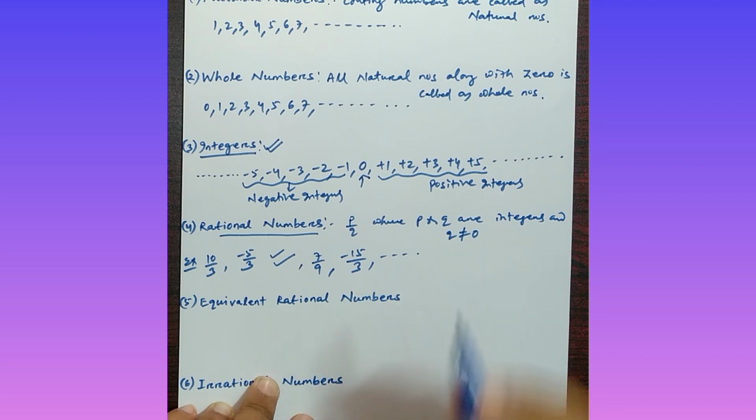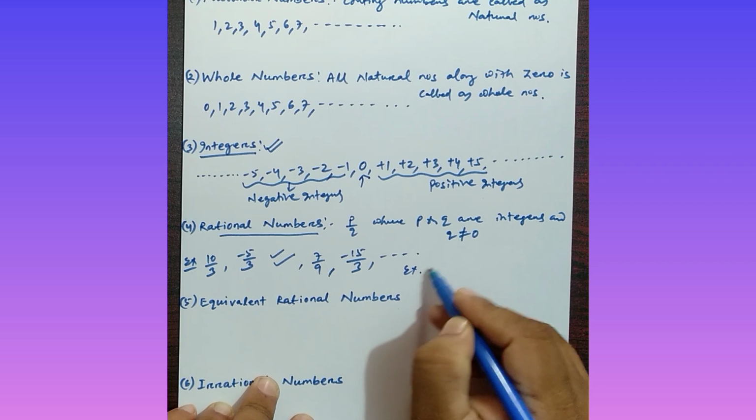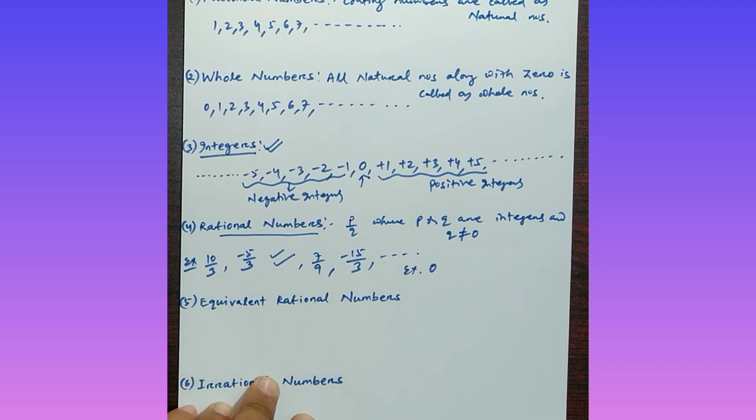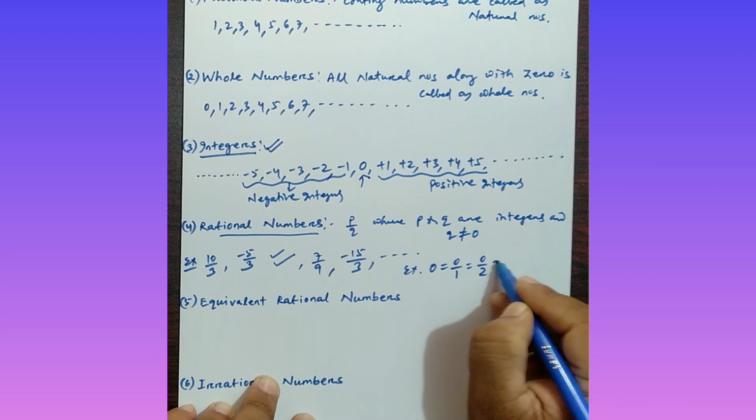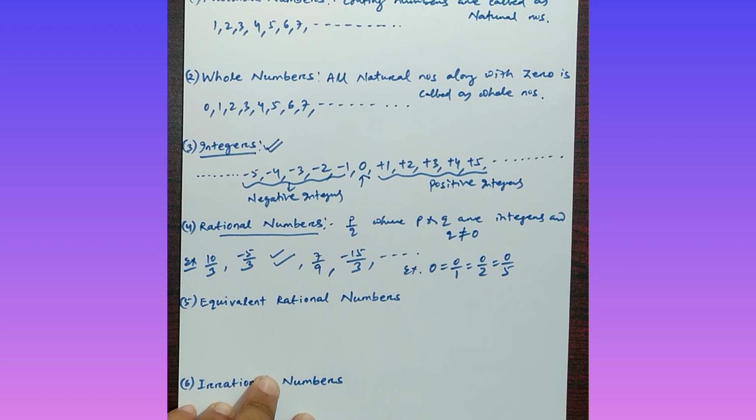बहुत बढ़िया. अच्छा, can you please tell me, another example. Let's suppose I'm saying 0. Is 0 a rational number or not? Yes, obviously 0 is a rational number. How? Because you can write 0 by 1, or 0 by 2, or 0 by 5. So 0 can be written in this way: 0 by 1, 0 by 2, 0 by 5, and so on.